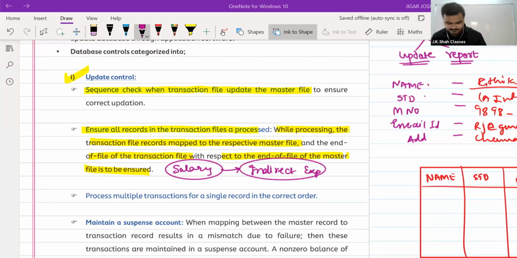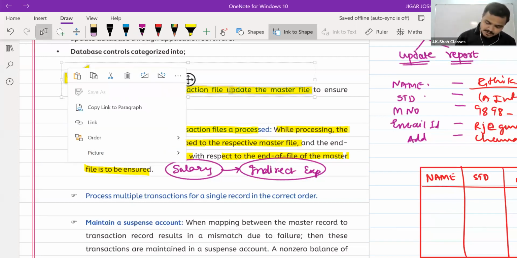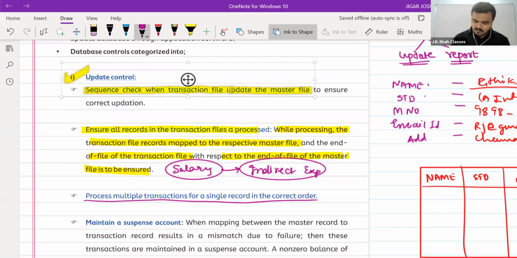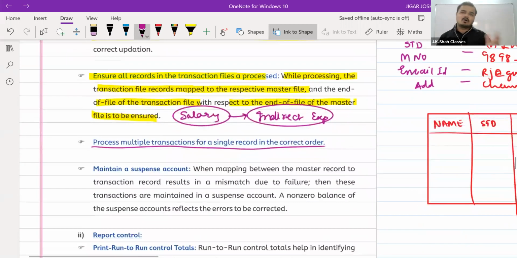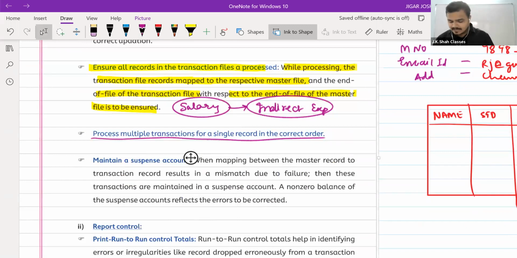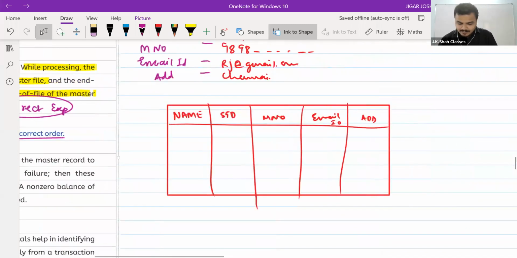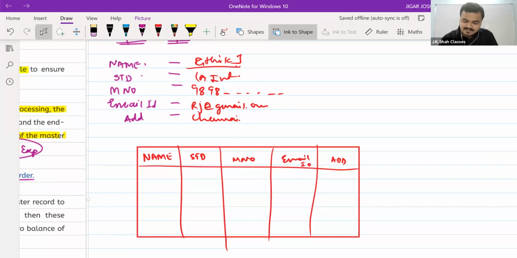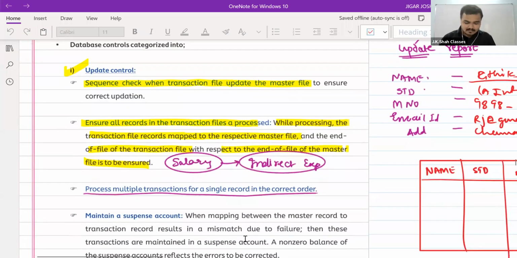Third one: process multiple transactions for a single record in the correct order. Example: suppose everyone's email ID is getting recorded in the mobile number field. I won't be able to send a text message to anyone. And why am I unable to do that? Because the data did not get updated in a perfect or accurate form. So that is the third point.